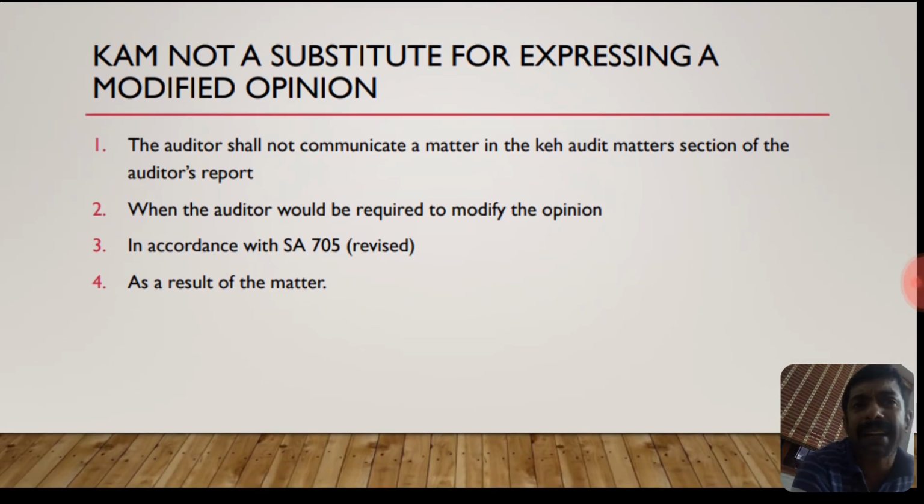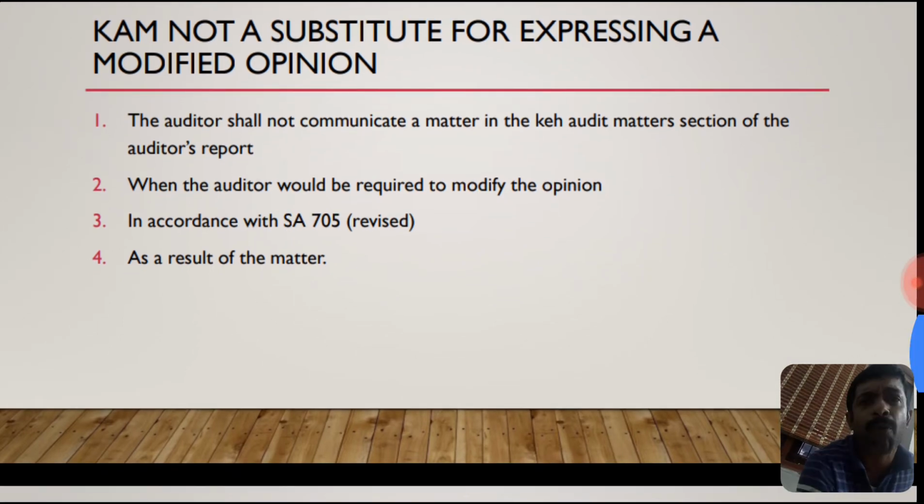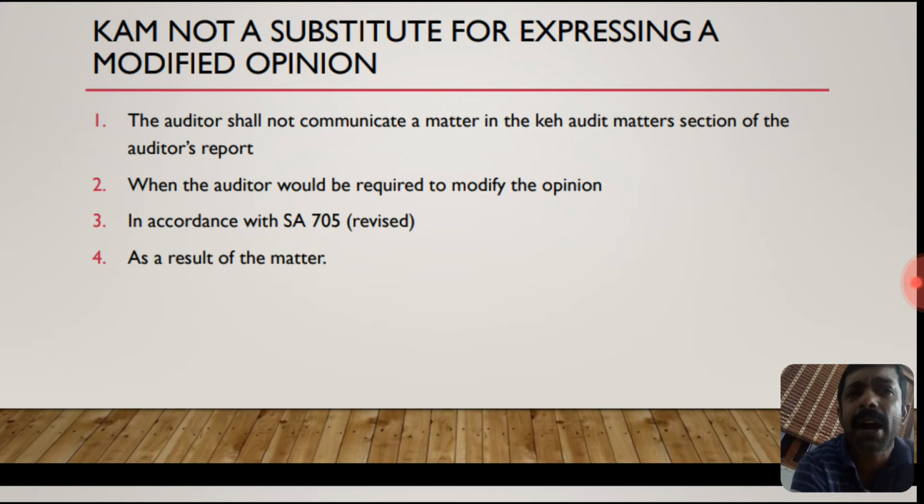Key audit matter is not a substitute for expressing a modified opinion. Modification of opinion is covered under SA 705 and has to be dealt with as mentioned in that SA. It is not a substitute.